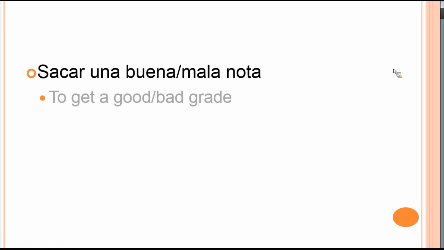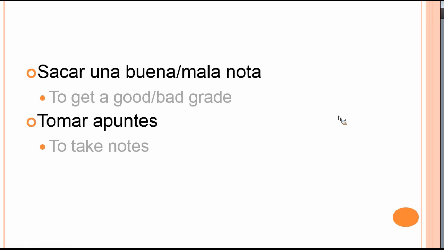What's fun about this is, you guys can recognize now all those feminine endings, right? We have an article here and we have an adjective in this case. And here's our noun, nota, which is grade, right? So you can see it matches now all the way across. Tomar apuntes.